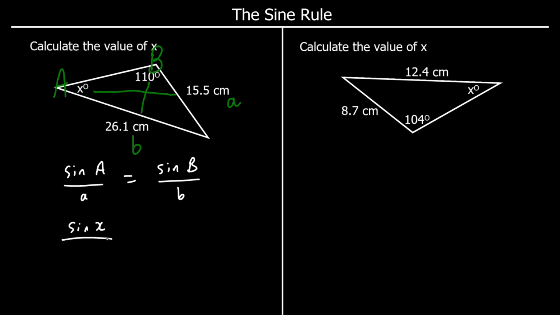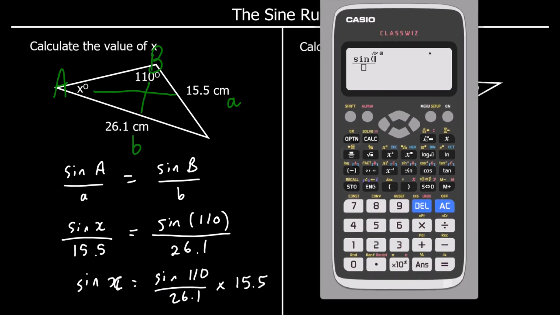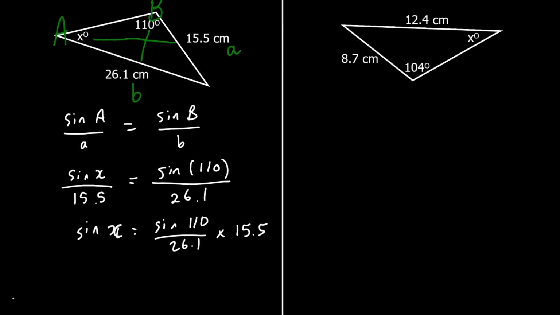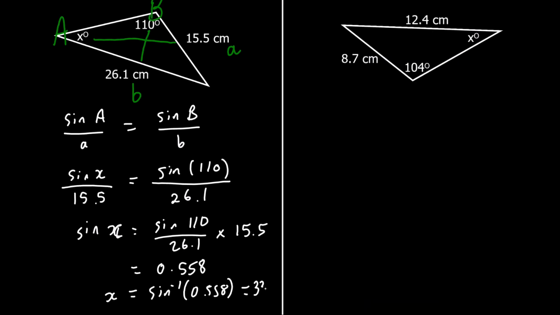So we're going to have sine A over a equals sine B over b. So that's sine x over 15.5 is equal to sine 110 over 26.1. Times both sides by 15.5, and that will give us sine x. So sine 110 over 26.1 times 15.5, 0.558, that's sine x. We want x by itself, so shift sine, the answer, shift sine answer, and we get 33.9. So x is 33.9 degrees.